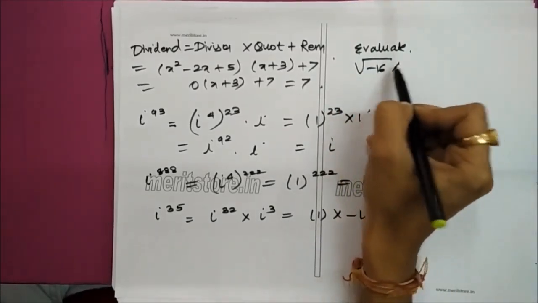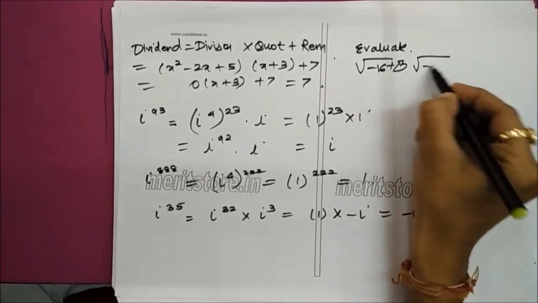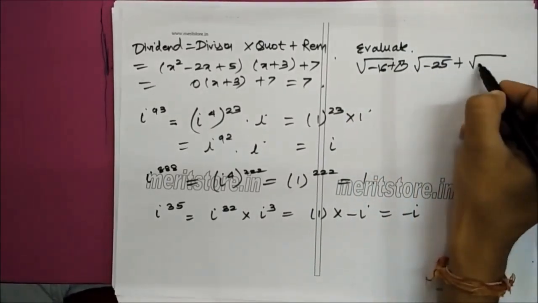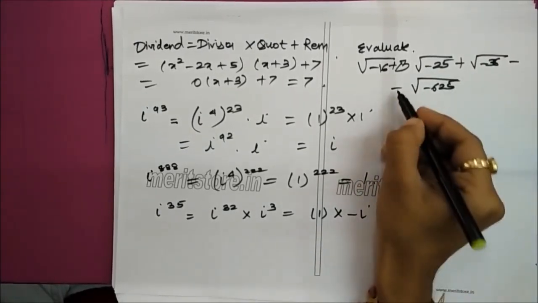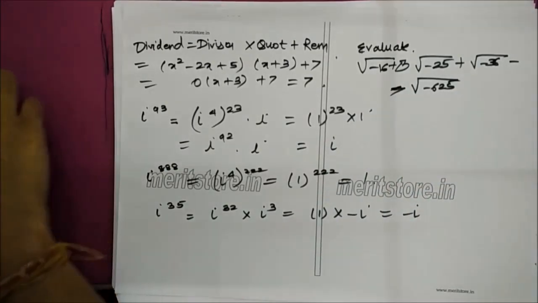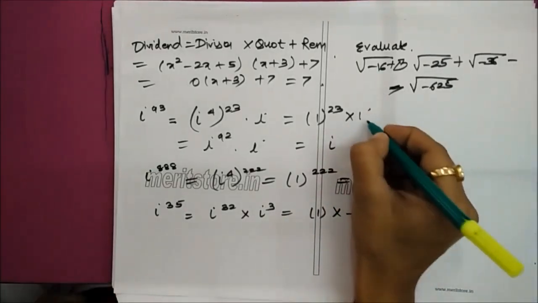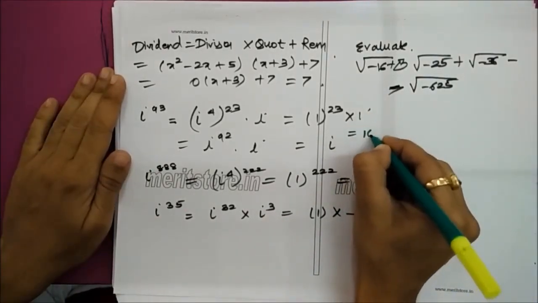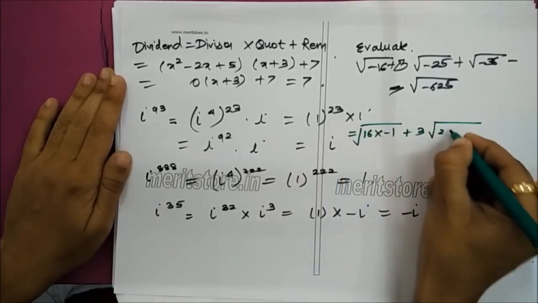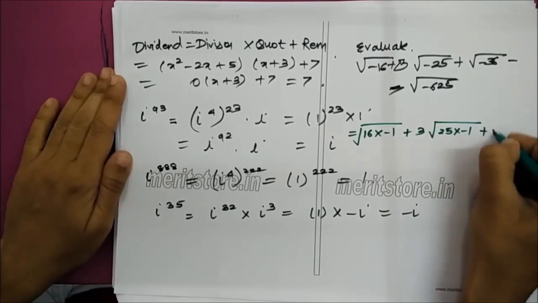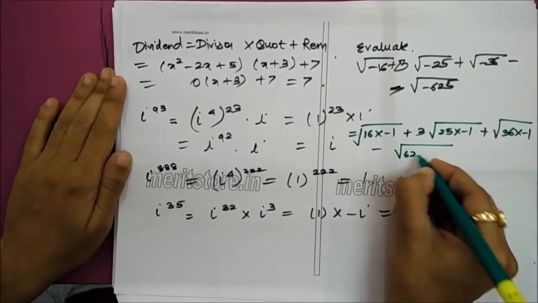Root of minus 16 plus 3 root minus 25 plus root of minus 36 minus root of minus 625. How will we solve this? Again, this will split to 16 into minus 1, 25 into minus 1 plus 36 into minus 1 minus 625 into minus 1.